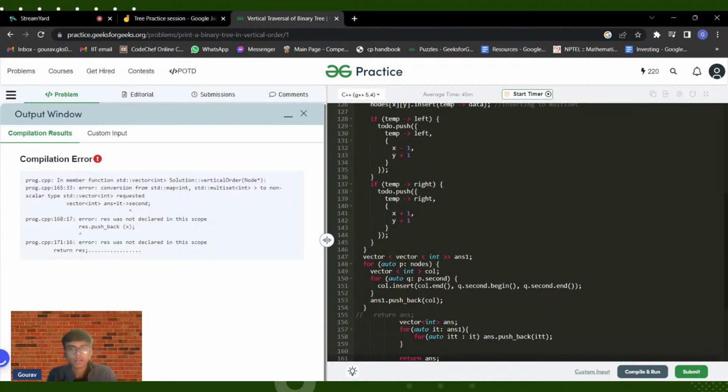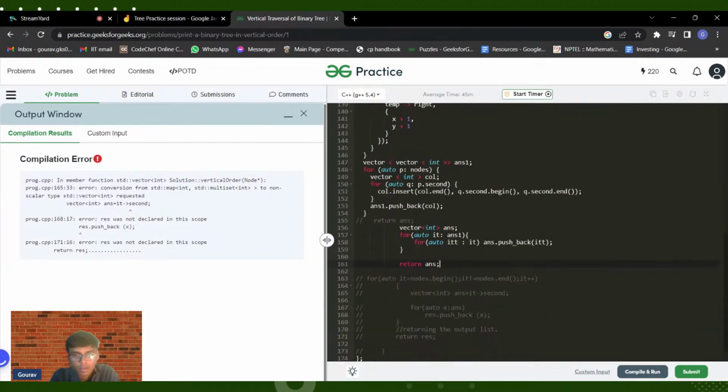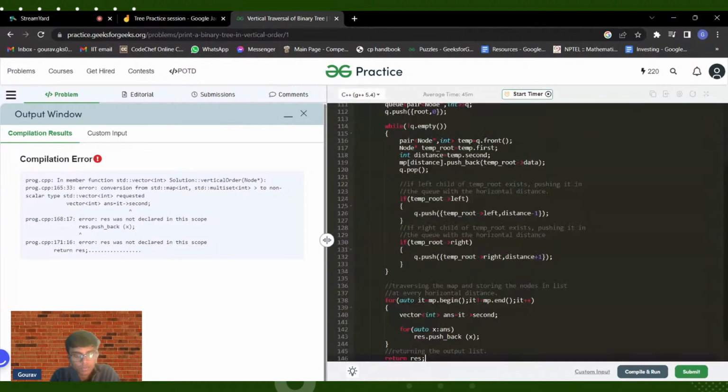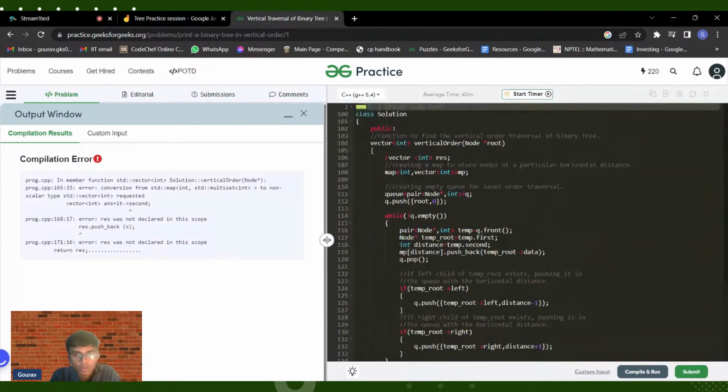Okay, let's look into the editorial code actually. Let's try to submit the editorial code, another code. We will be having a session tomorrow, and I will discuss the error in this code, why it is not working, after I figure that out. Meanwhile, this is the editorial code which is present on the GFG platform itself.